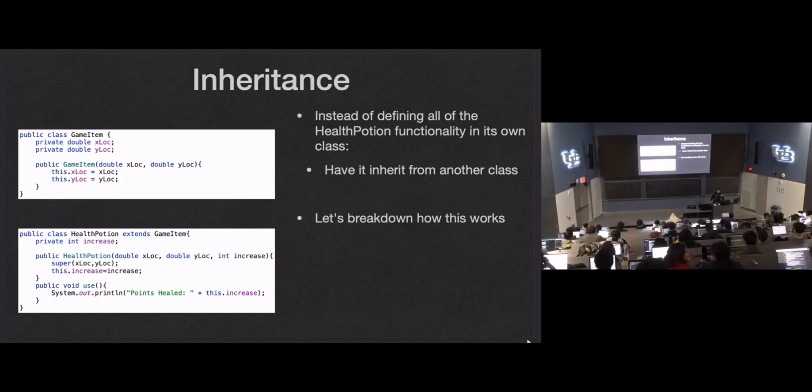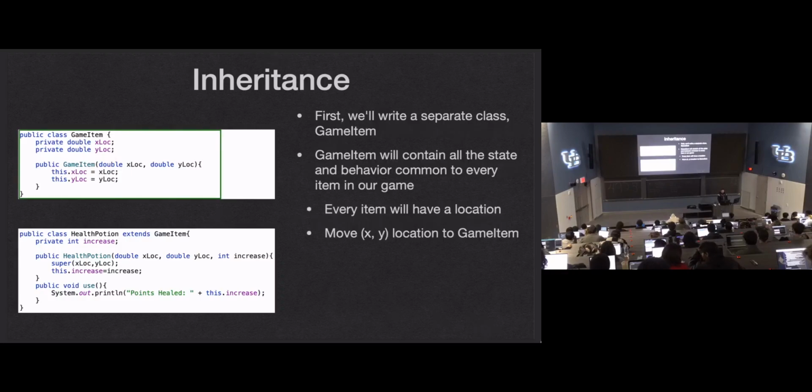With inheritance, we're going to split this up, and let's see what this new concept is and how it works, the concept we're going to talk about really all week this week. So instead of just building the HealthPotion class with all the functionality that we saw in the previous slide, we're instead going to split this into two separate classes. Create one GameItem class where we're going to store some of the state and behavior of the HealthPotion class. In the GameItem class, this is where we're going to write all of the behavior that's going to be common for any item in our game, as the name implies.